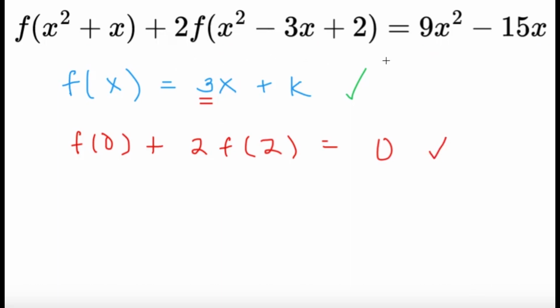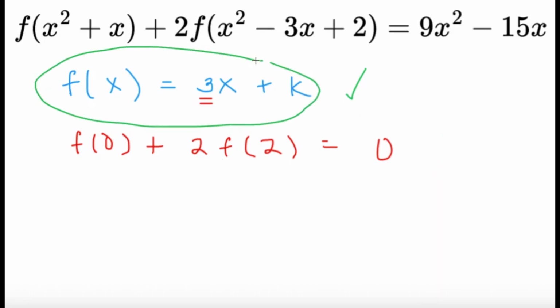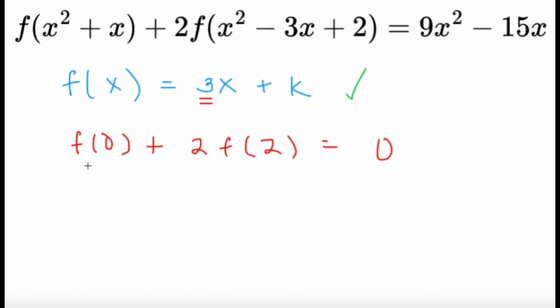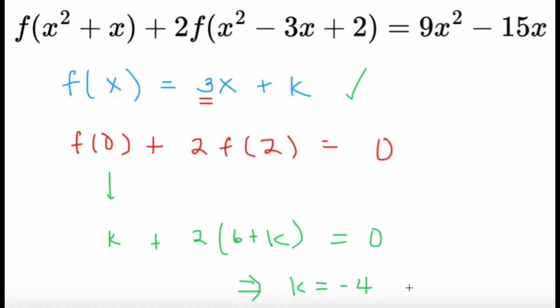So substituting x as 0, I get f(0) + 2f(2) = 0. Now I can use my assumed formula for f(x), 3x + k, and substitute f(0) and f(2). It's not going to have any x, so I can easily solve for k that way. f(0), based on f(x) = 3x + k, is just k. And f(2) becomes 6 + k. So k + 2 times (6 + k) equals 0. And if I solve for k here, I get that k equals −4.